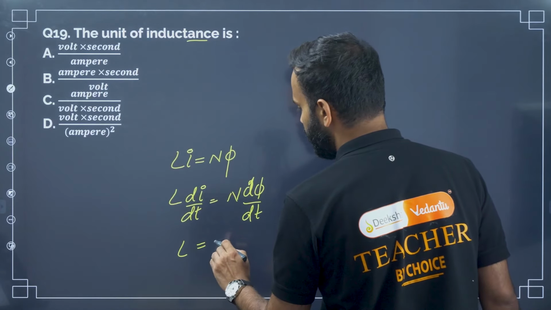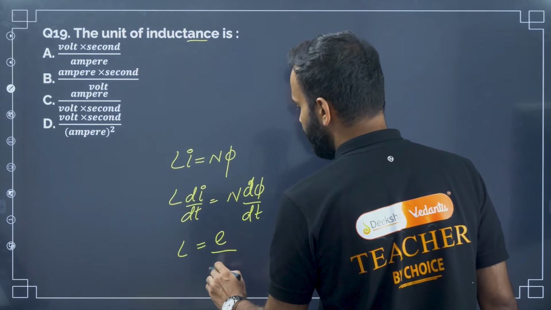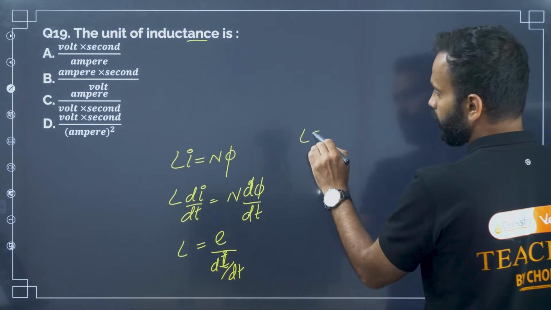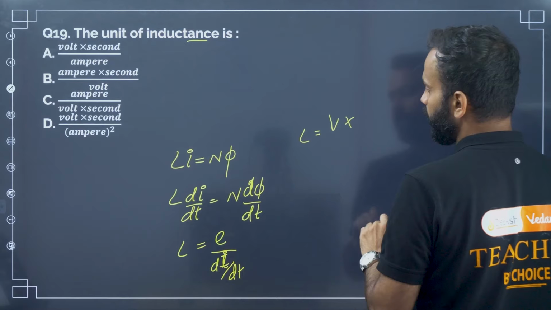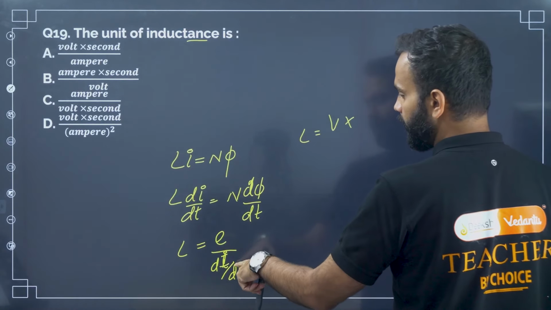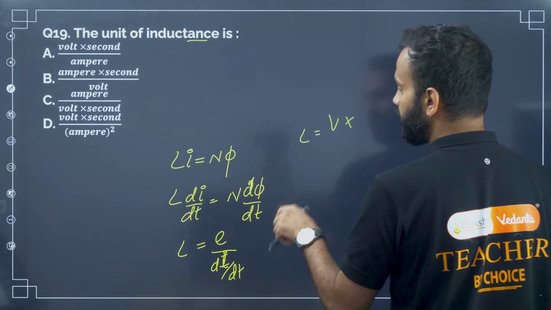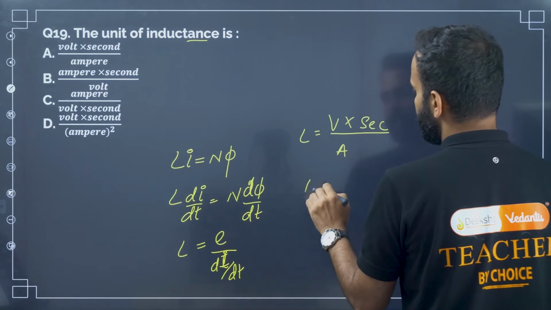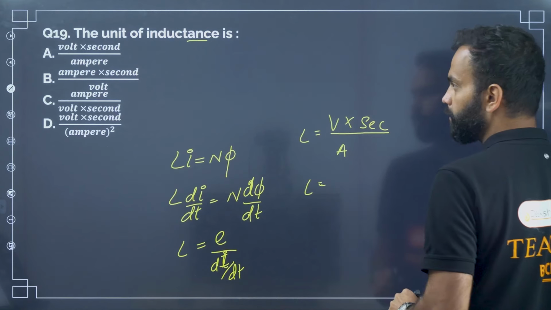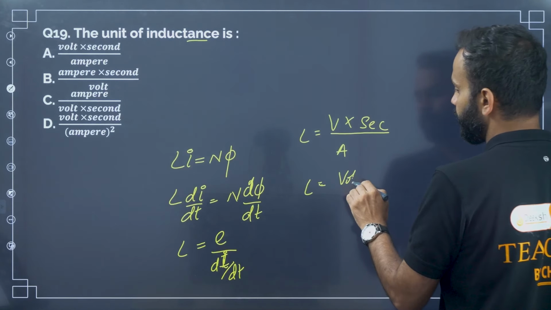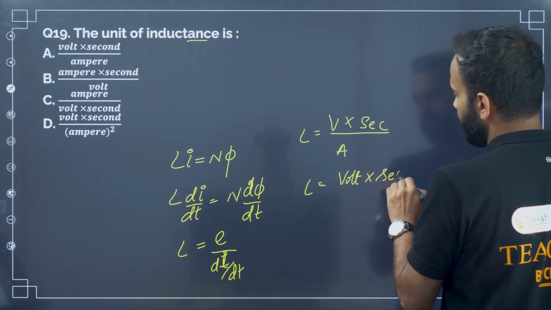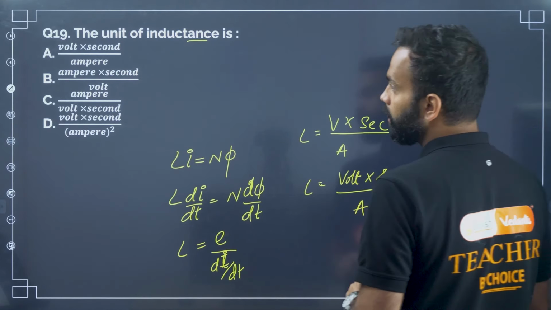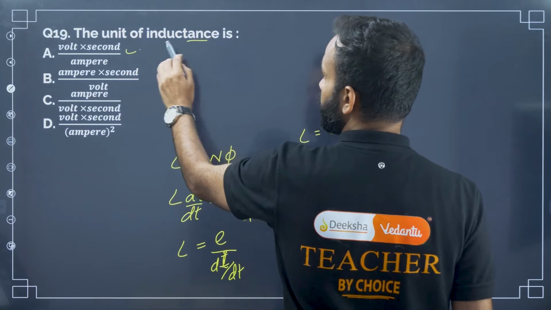So L equal to E divided by di by dt, right? Now L equal to E is volt, and dt will go to the numerator, so that will be second, divided by di, that is ampere. So unit of the self inductance is volt second divided by ampere. So the correct option is A.